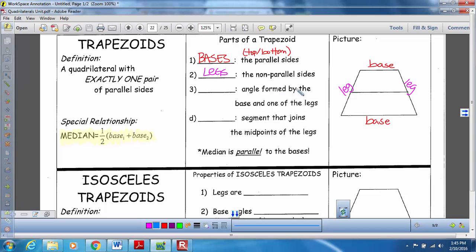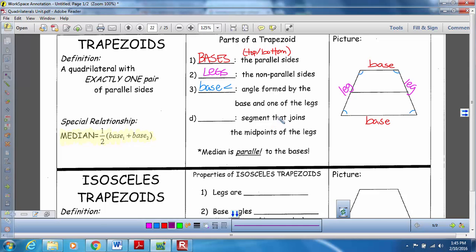The angle formed by the base and one of the legs is called the base angle. So this is a base angle, this is a base angle, this is a base angle, and this is a base angle.